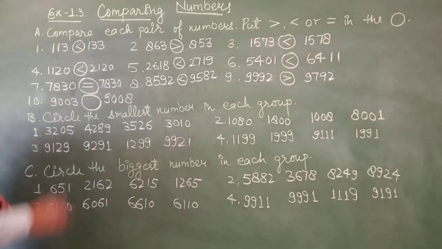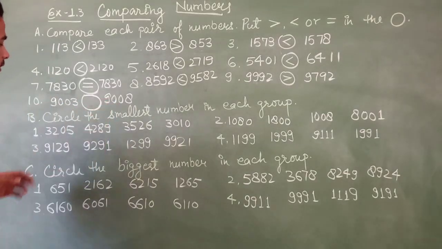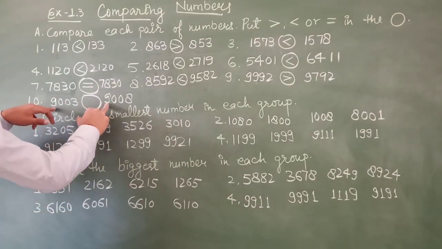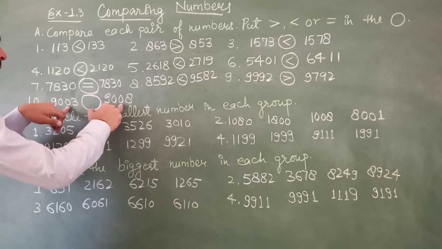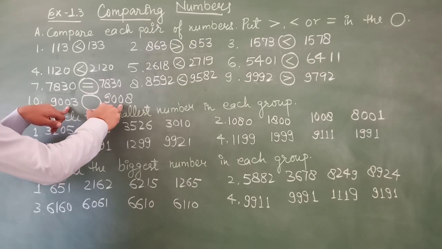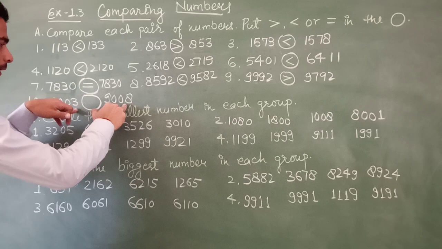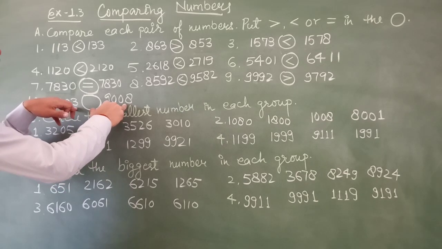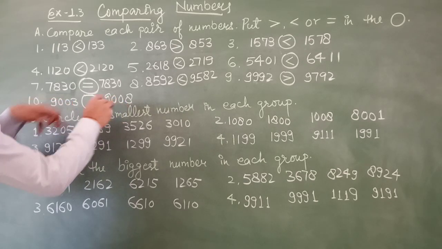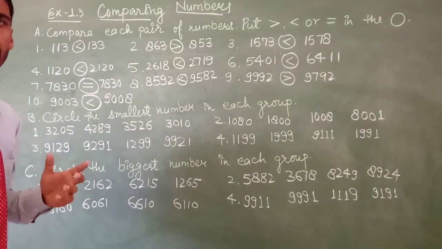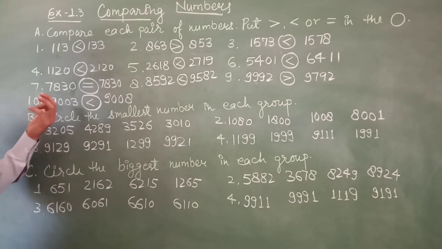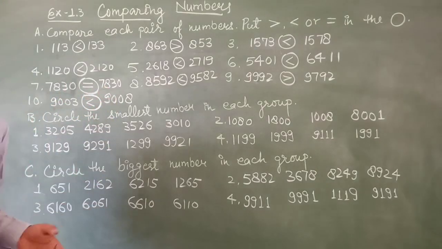Come on, next question, that is 9003 and 9008. Firstly, we have to compare the 1000s places, these are the same. Now the 100s places, these are also the same. And now the 10s places, both are also the same. And now we compare the 1s places. So we can say that 8 is greater than 3. So we can say that 9008 is greater than 9003. In other words, you can also say that 9003 is smaller than 9008.